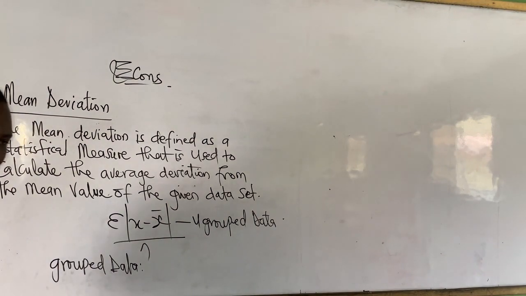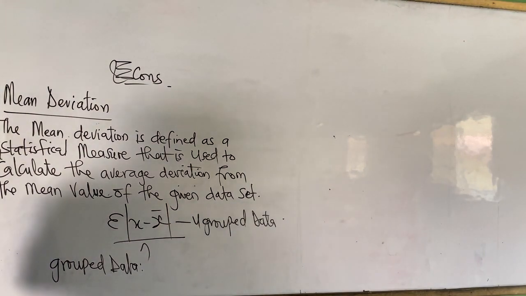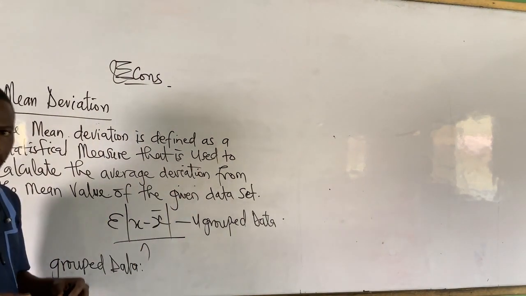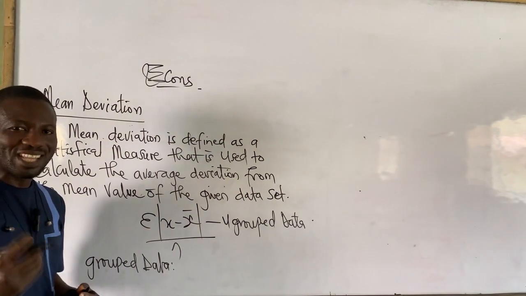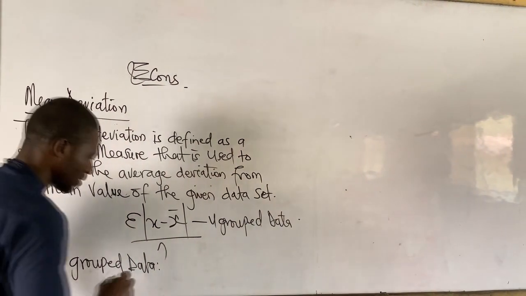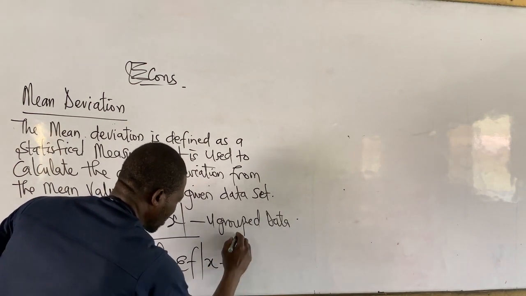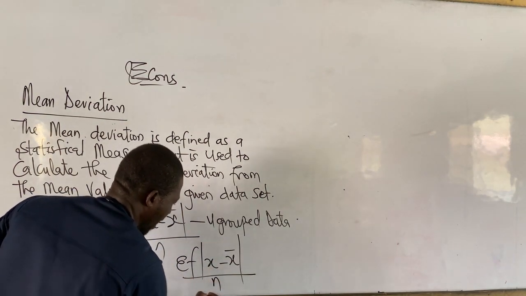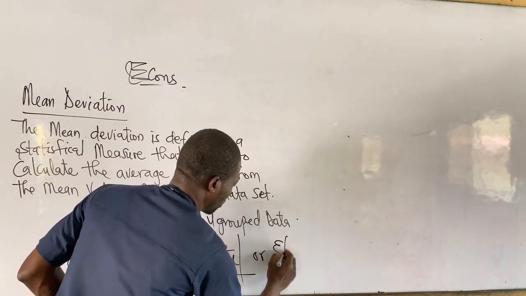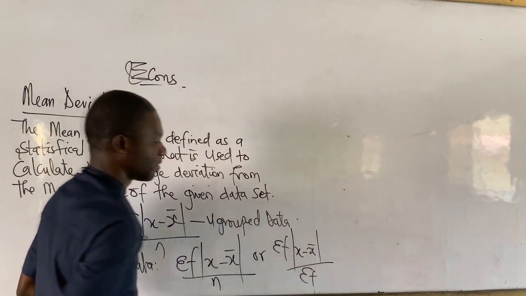Under the group data, we have another formula for calculating mean deviation. The formula is divided into two under the group data. One, we have the formula for calculating mean deviation without frequency, when the frequency is not given in the question. Let's look at that formula. It is written as summation f|x minus bar x| all over what? N. Or we have summation f|x minus bar x| all over summation f.